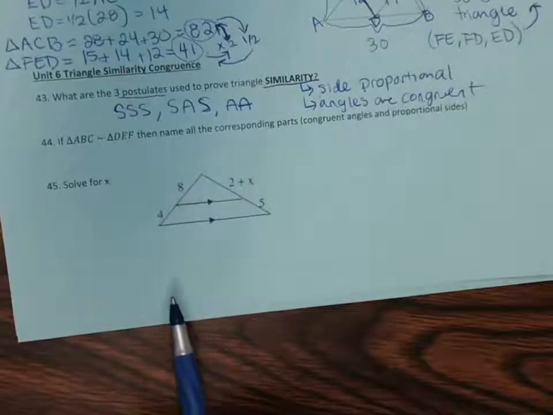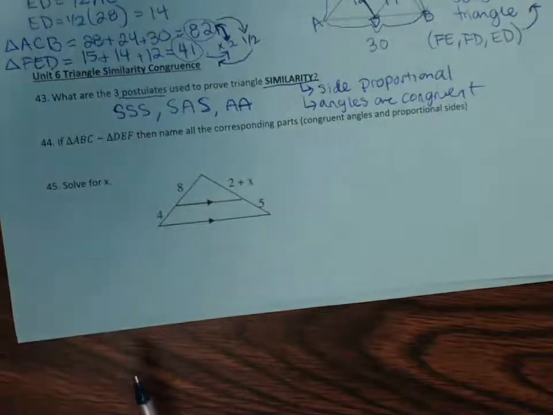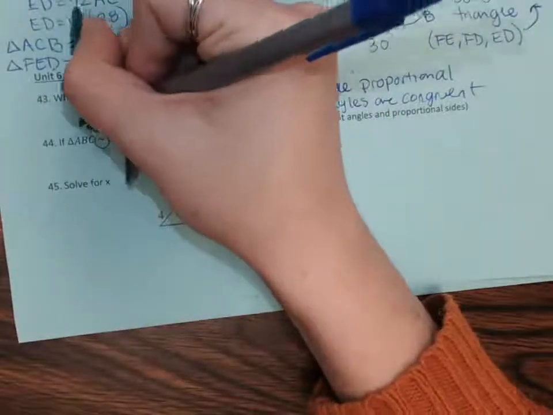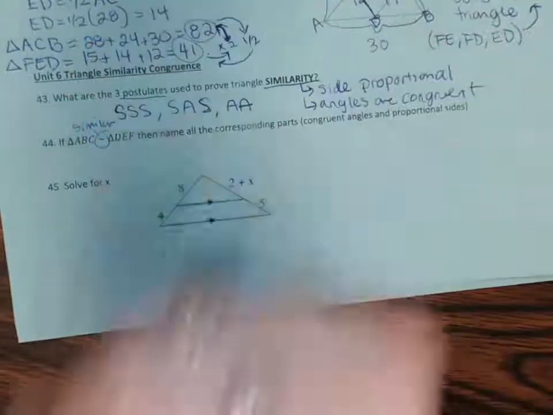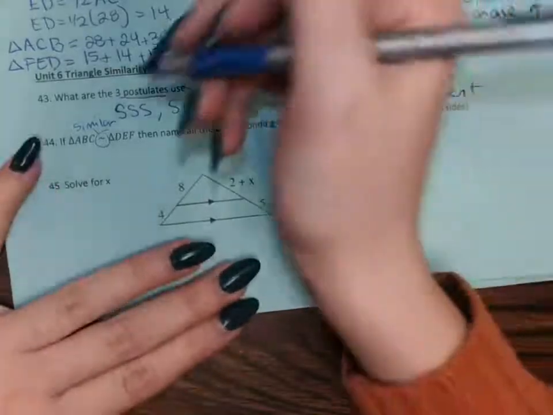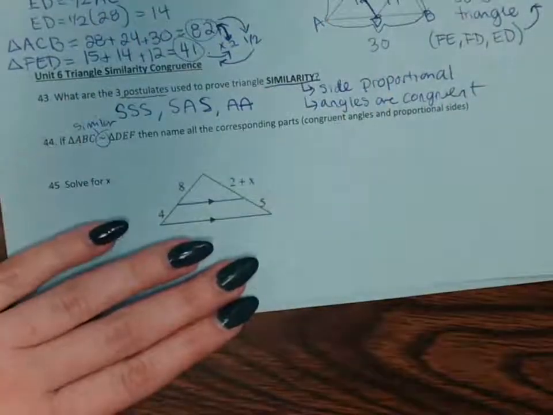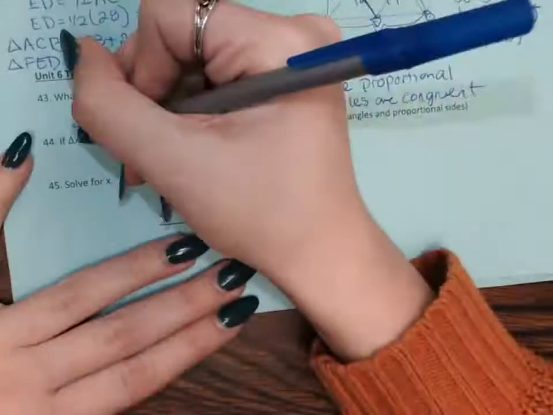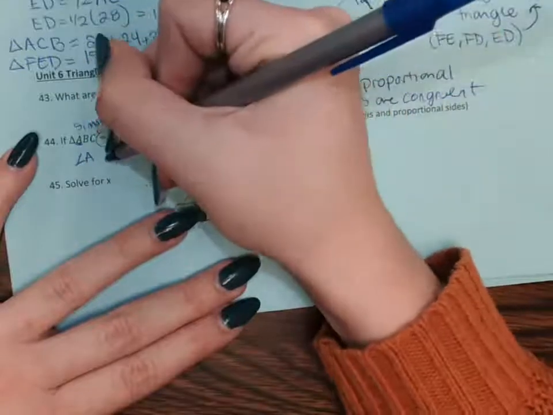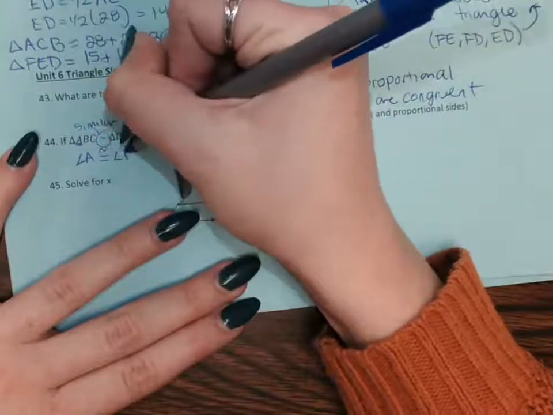It says, if triangle ABC is similar, so remember this little squiggle, that means similar, to triangle DEF, then name all the corresponding parts, congruent angles, and proportional sides for my triangles, okay? So remember, the placement matters. So where they are in the name, that matters. So if I say angle A is the first position, that means that it's going to be congruent to angle D.